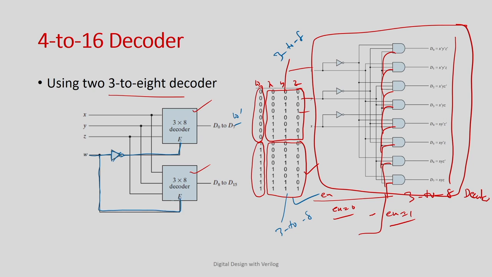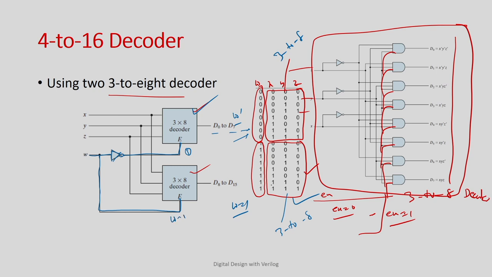Okay. Then what will happen? When your W is 0, then W bar will be 1. So this particular decoder will perform as per my expectation and I am going to get the values D0 to D7, because this will always give me D0 to D7. And since W is 0, D0 means D0, and D7 means D7. Now, whenever W is equal to 1, what will happen? 0 will come here and it will always give you 0. So this D0 to D7 output will be 0 always. I am disabling this decoder.